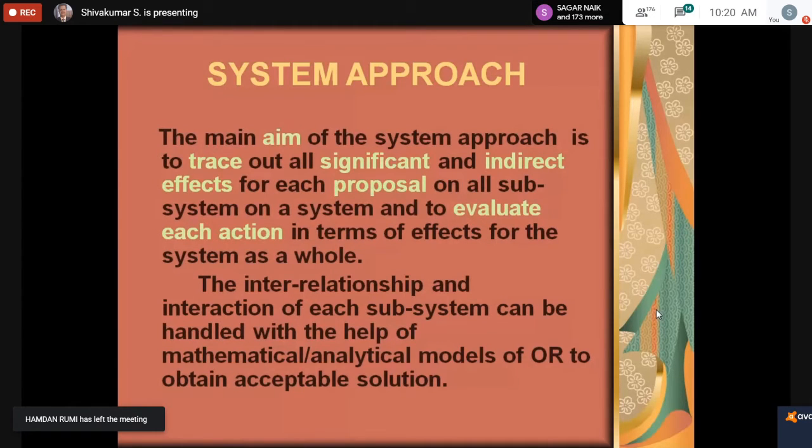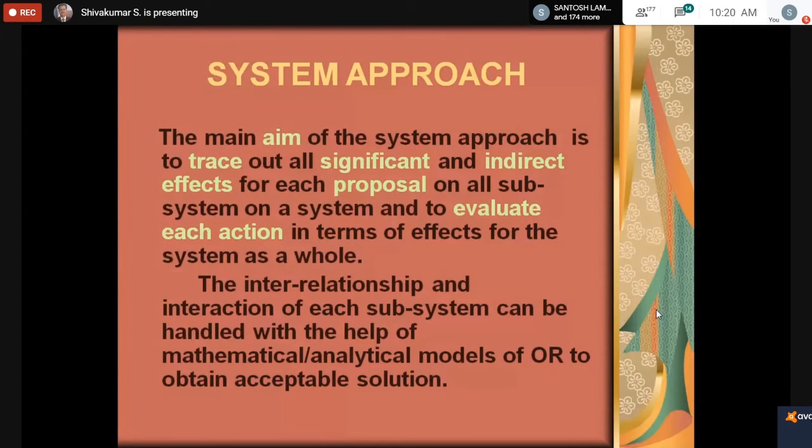So OR can't be applicable to only one department, one organization, one section. This approach applies to the entire system. It takes the system as a whole, the organization as a whole. That's why the fourth feature of OR is system approach. The main aim of the system approach is to trace out all significant and indirect effects of each proposal on all subsystems of a system, and to evaluate each action in terms of its effects on the system as a whole.